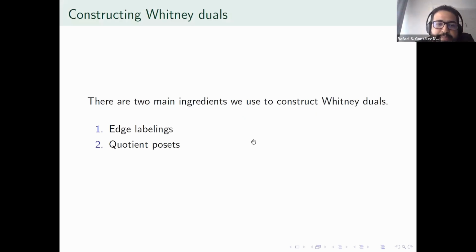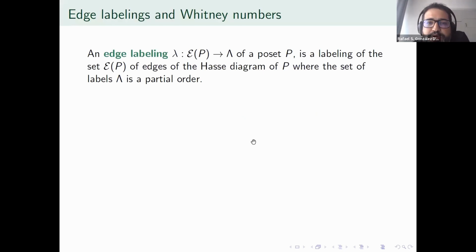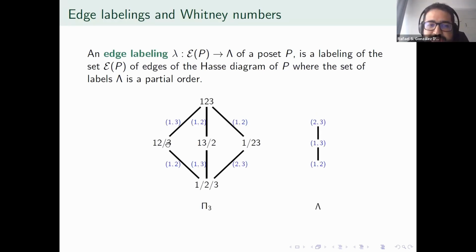So in particular, an edge labeling. Some of you are aware of edge labelings. We take the edges of the Hasse diagram, taking the poset in this picture as a graph, and we take another poset where we are going to put some labels. This is the poset of labels here. So we have another poset that has labels, and we label the edges. So this is an edge labeling.